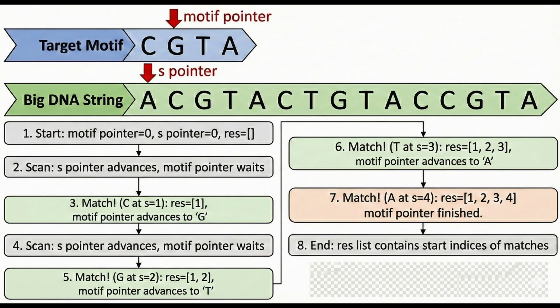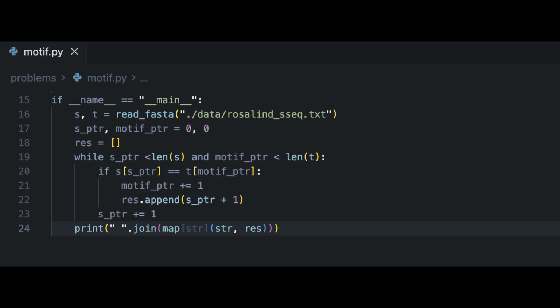In Python, we initialize both pointers at 0 and create a list called res for our results. We use a while loop that runs as long as we haven't reached the end of either string. Inside the loop, we check, does the current DNA letter match our target letter? If it does, we move the motif pointer forward and save the current index, plus 1 for that one based indexing. Regardless of whether we found a match, we always move S pointer forward. This ensures we keep scanning through the DNA in the correct order. When we run this on our sample data, we get our result.